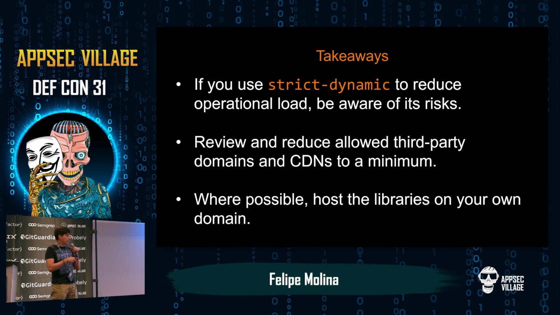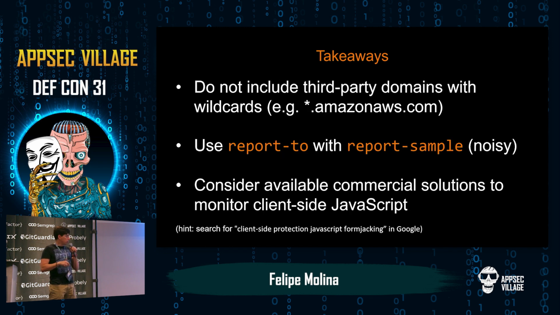Then reduce the number of allowed third parties on your content security policy to a minimum. I'm not saying don't use them, but reduce them to a minimum. And if possible, instead of poking holes on your CSP to allow third parties, just host the libraries on your own domain. Do not include third-party domains with wildcards, such as this one. You're allowing everyone that has an amazonaws.com API Gateway to execute or retrieve code from your site.